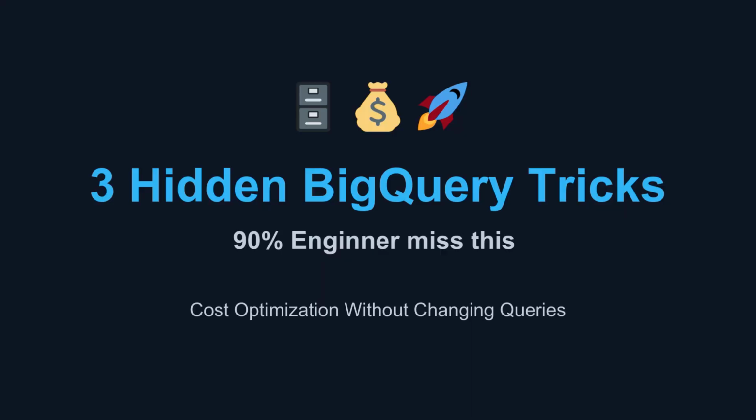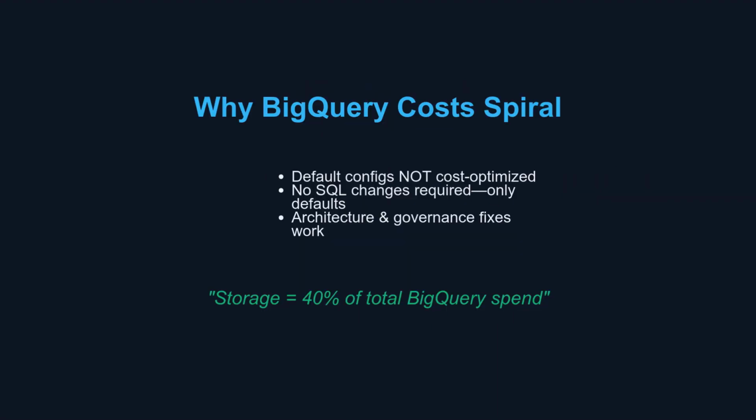I'm going to show you 3 hidden tricks that 90% of data engineers miss. These aren't about writing smarter SQL or optimizing query performance. They're about architecture defaults that quietly drain your budget month after month. By the end, you'll know exactly how to cut your BigQuery costs by 50 to 80% without changing a single query. Let's dive in.